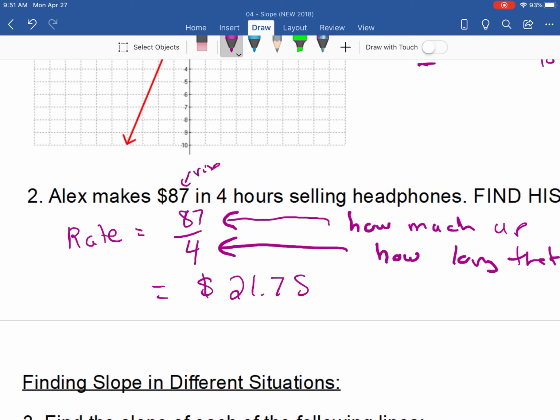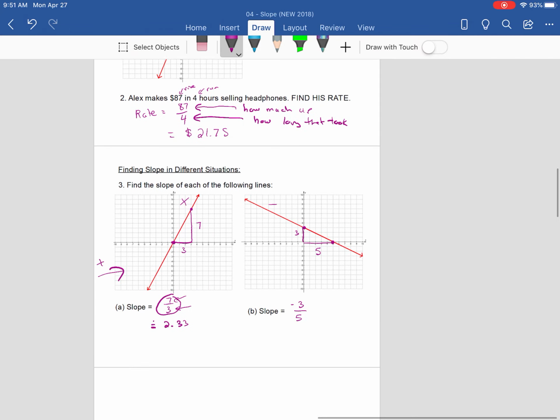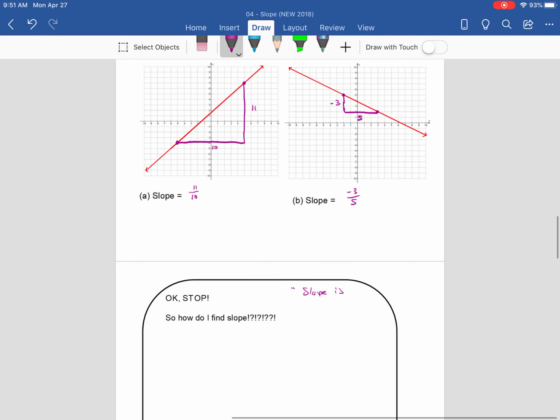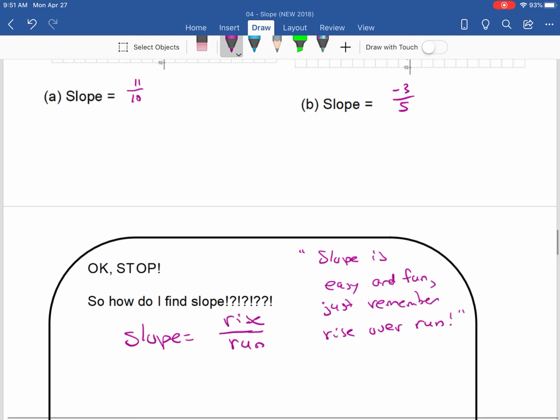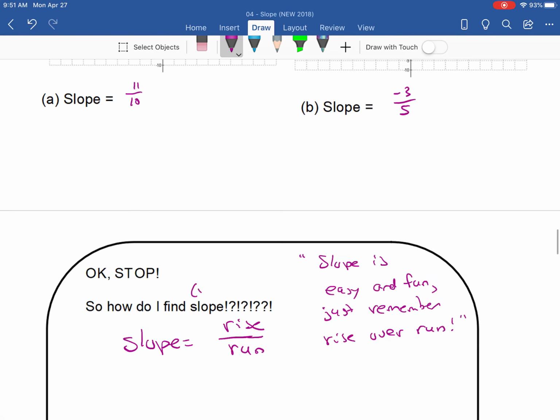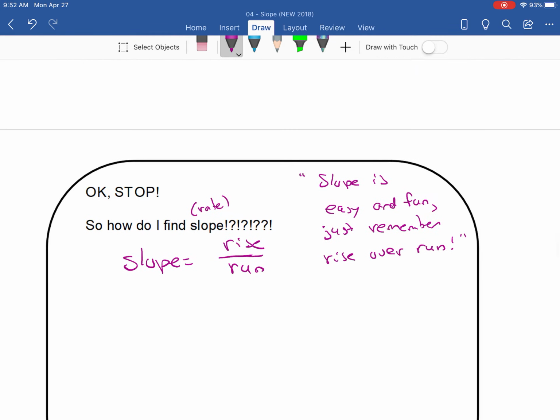If that's a little confusing to you, the example that really started this whole thing was this example here with Alex and his headphones. $87 in 4 hours. 87 was the rise. 4 was the run. 87 was how much did we go up? 4 was how long did it take? And so whenever we're doing slope or rate, and I'm going to put that right on here, we're going to take the rise and divide it by the run. How much did we go up by divided by how long did it take?